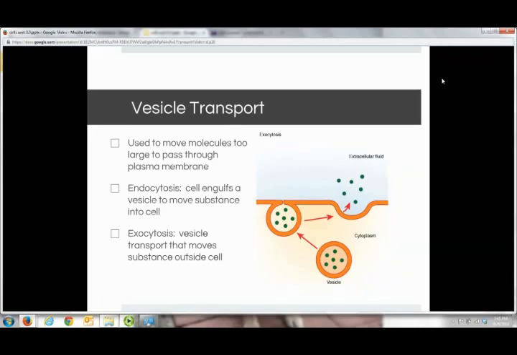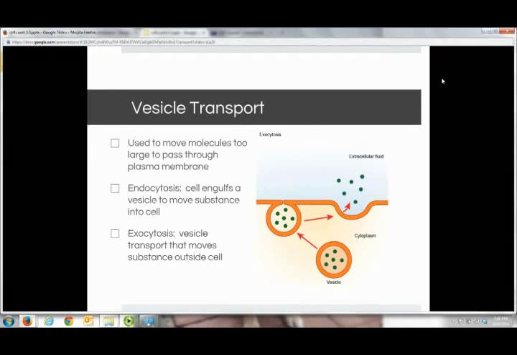Vesicle transport is going to be used to move molecules that are too large to pass directly through the plasma membrane. In these cases, these molecules are going to have to get engulfed in part of the cell's membrane, and it will then pinch off to allow the substance to move to the other side.